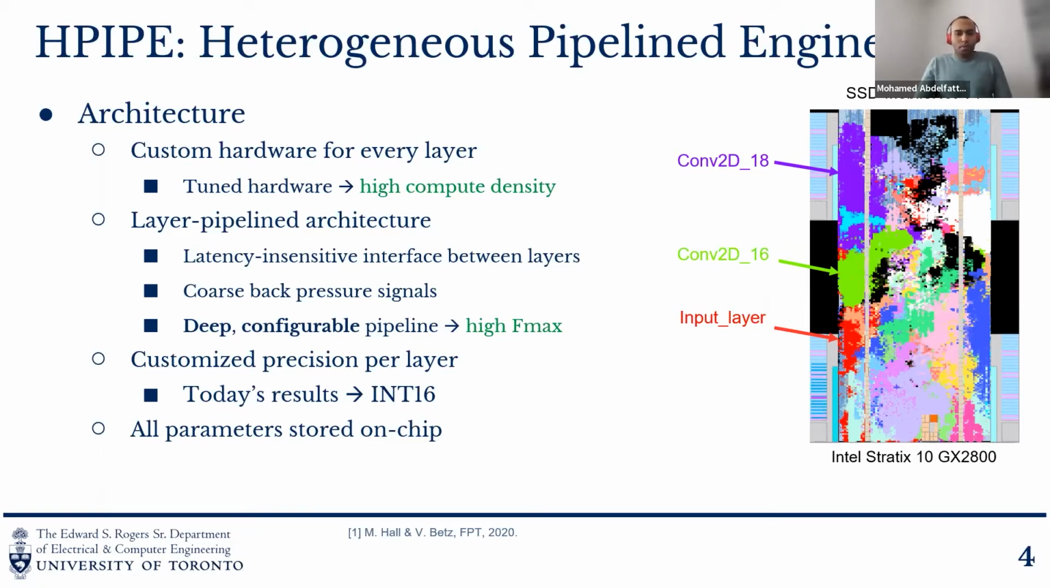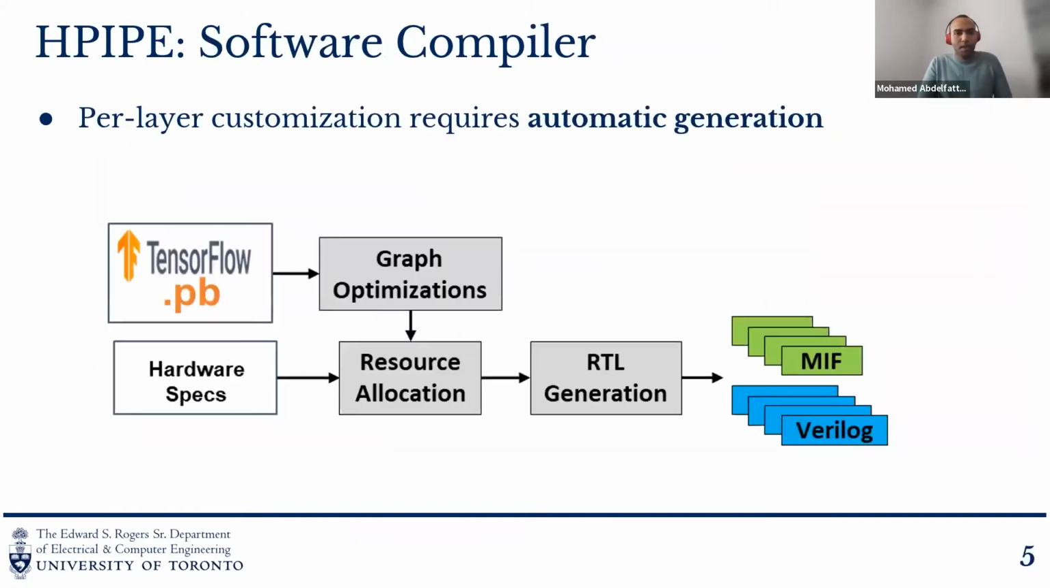Hpipe also does not use any off-chip memory, so it places all the weights and biases and everything on the on-chip memory of the device. On the right, you see this network called SSD MobileNet V1, which is used for object detection. We'll talk about it later in the presentation. And as you can see, this is the design after it has been placed and routed by Quartus. The different colors on the FPGA represent different layers from the CNN, and this is an Intel Stratix 10 device.